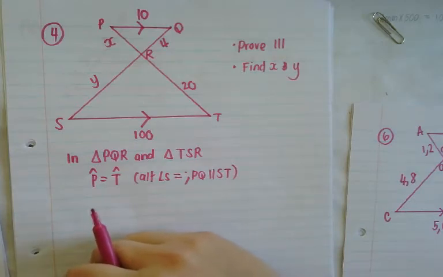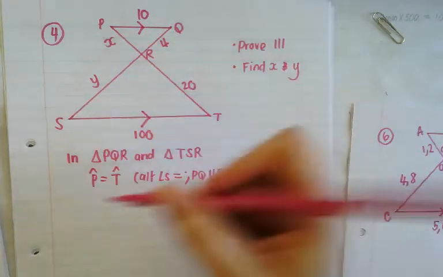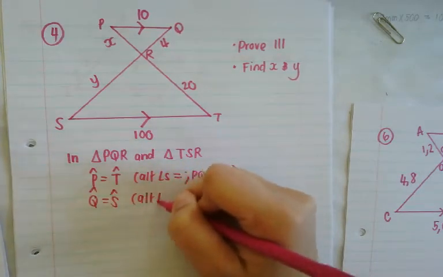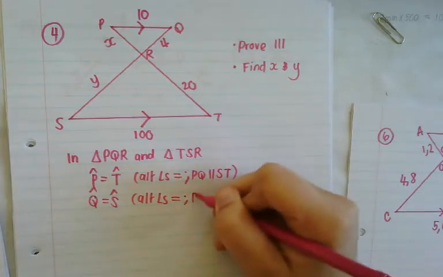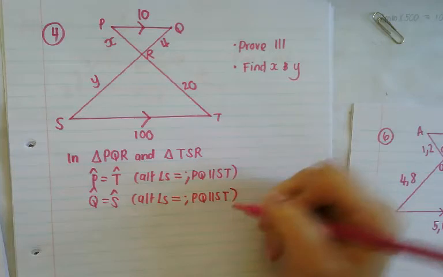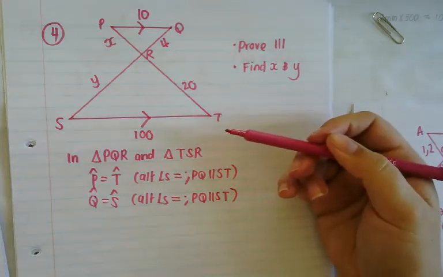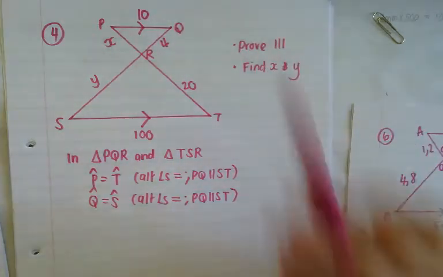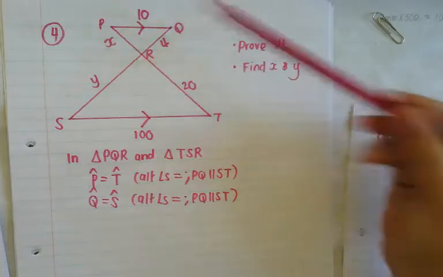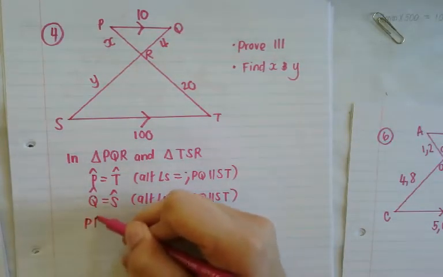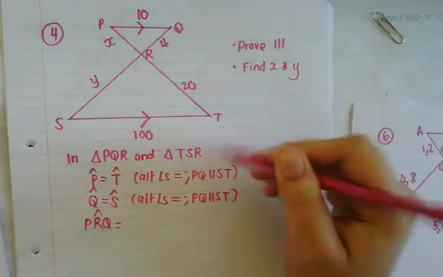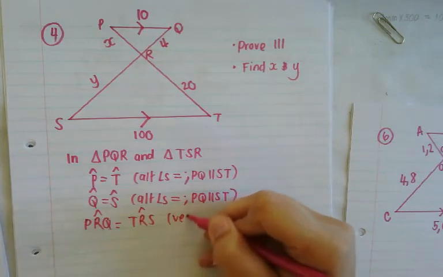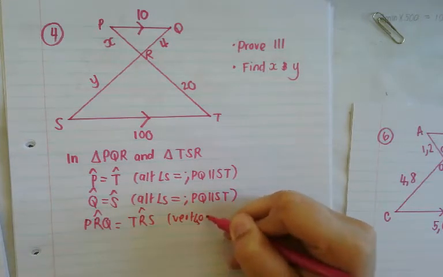You have other options. You can do the other alternate. So Q is equal to S. Then you can either do third angle of a triangle, or you can do vertically opposite. Either one is fine. However, you have to use 3 letters. So P, R, Q, T, R, S. So that would be vertically opposite angles equal.